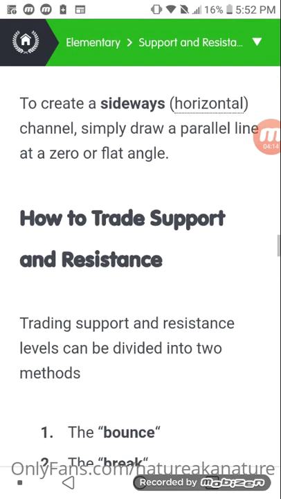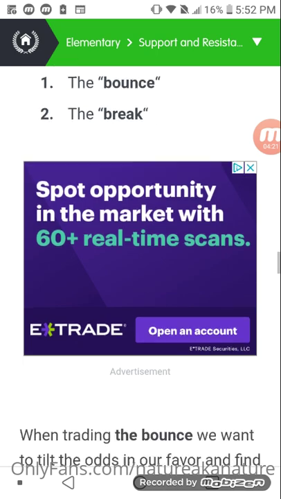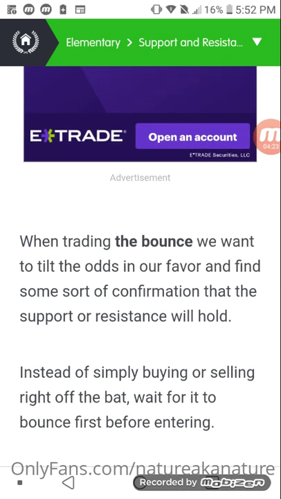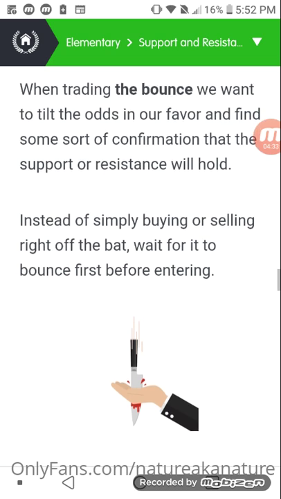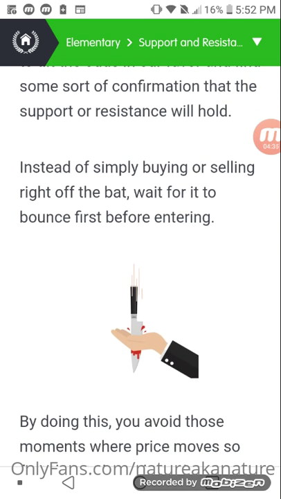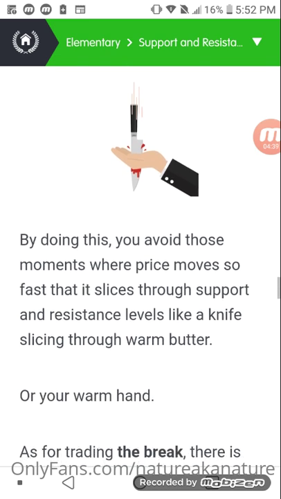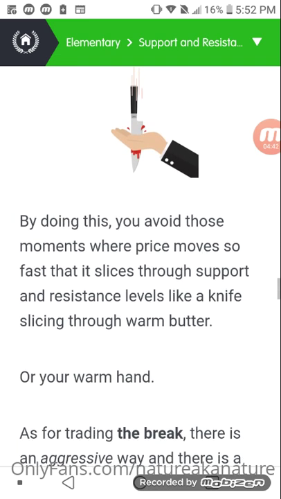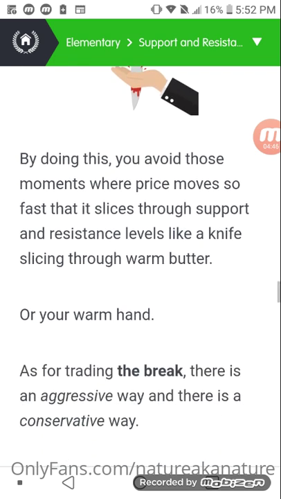So, how to trade support and resistance: trading support and resistance levels can be divided into 2 methods, the bounce and the break. When trading the bounce, we want to tilt the odds in our favor by some sort of confirmation that support or resistance will hold. Instead of simply buying or selling right off the bat, wait for price to bounce first before entering. By doing this, you avoid those moments when price moves so fast that it slices through the support or resistance zones like a knife slicing through warm butter.